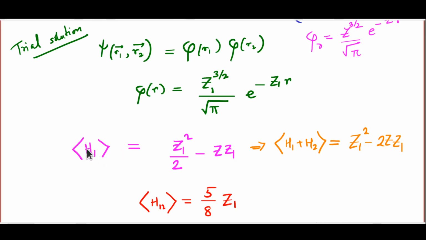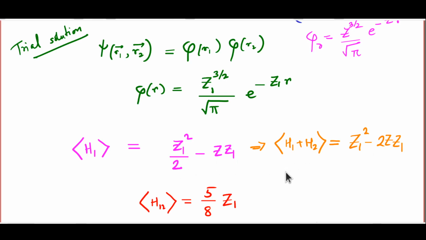So for the hydrogen atom with Hamiltonian H1, the single-electron Hamiltonian, the expectation value works out to be Z1 square by 2 minus ZZ1. There is a very easy way of figuring out this result starting from the hydrogenic results. We are going to discuss how this is carried out in practice in the assignments. H2 has an identical result because, of course, H2 and H1 are identical Hamiltonians, and the sum of H1 plus H2 has an expectation value for this trial family of wave functions given by Z1 square minus 2ZZ1, just double this value.